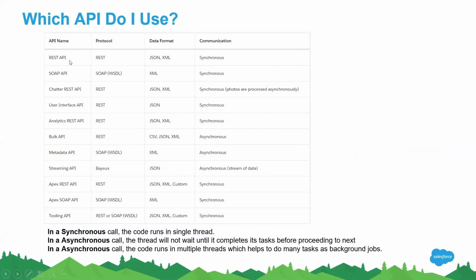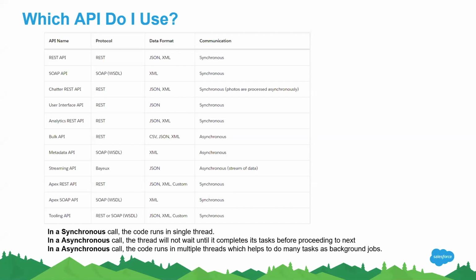REST API. So if you see here, REST, SOAP, all the different APIs are given, and the different protocols which we use, and data formats and the communication. So REST uses synchronous communication. Synchronous is something where the code runs in a single thread. It's like a single processor kind of thing. It waits until the process completes before the next one.